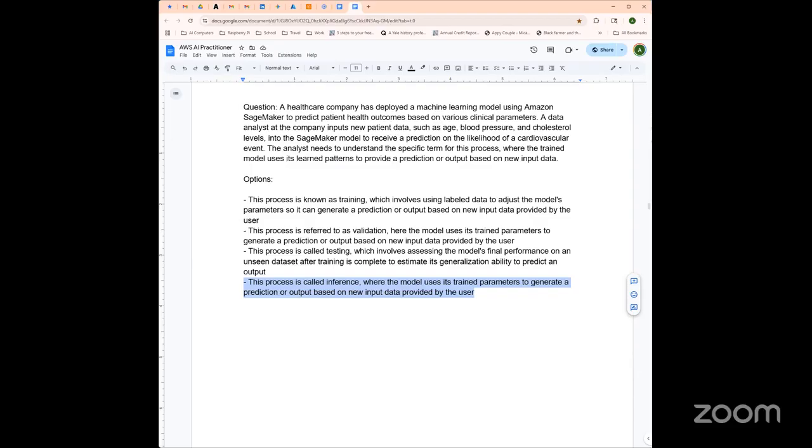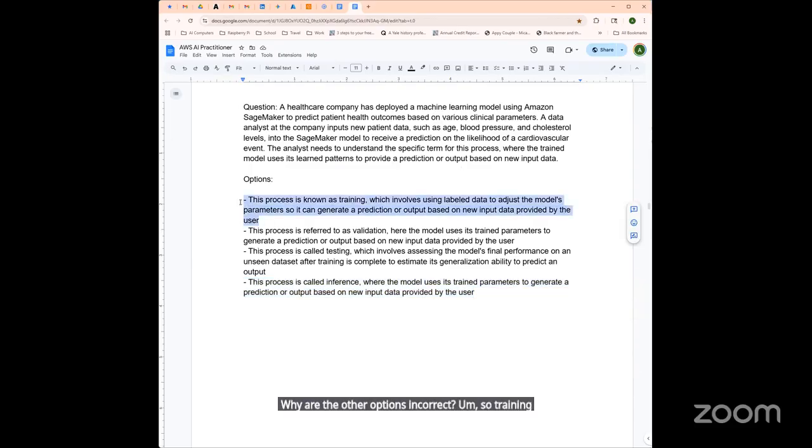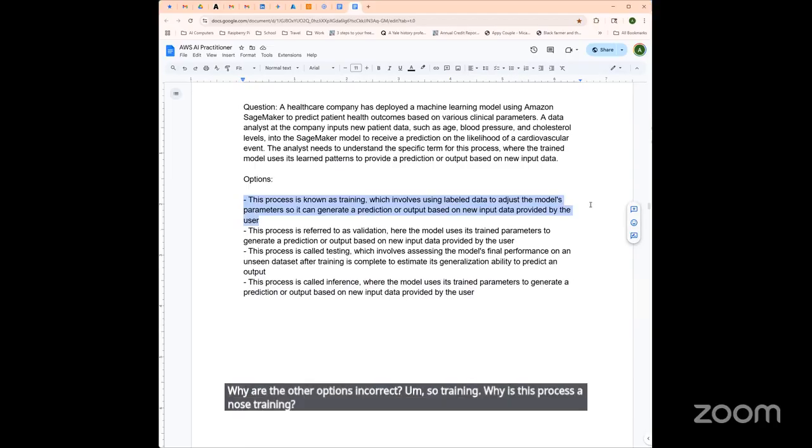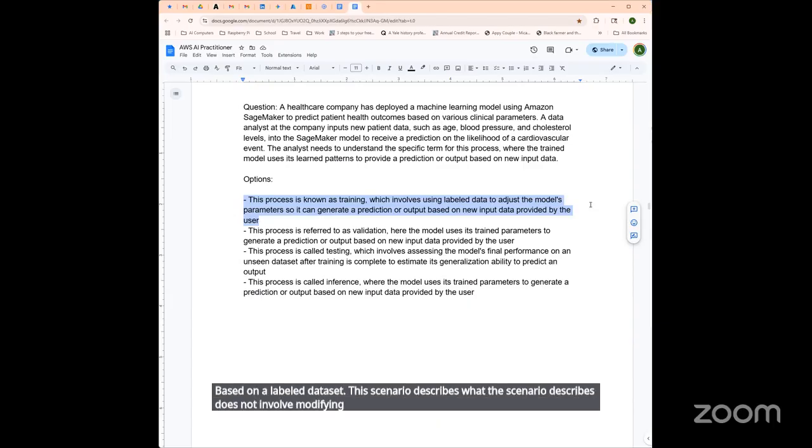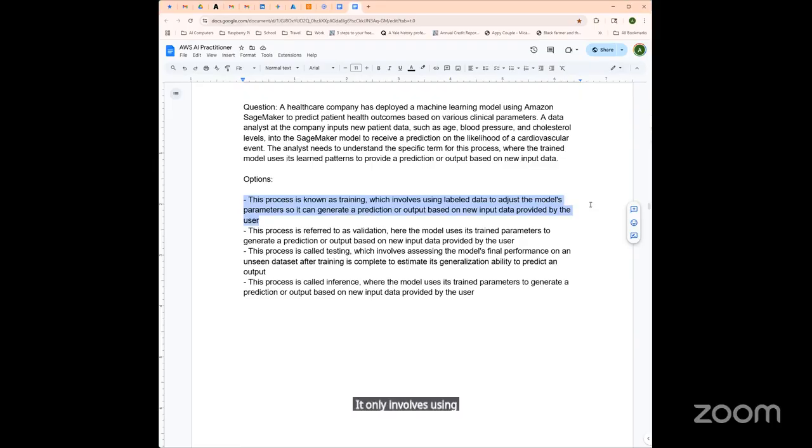Why are the other options incorrect? So training. Why is this process known as training? Training is the process of teaching a machine learning model to recognize patterns by adjusting its internal parameters based on a labeled data set. What the scenario describes does not involve modifying the model's parameters. It only involves using a trained model to make predictions. Okay, recognize that distinction.